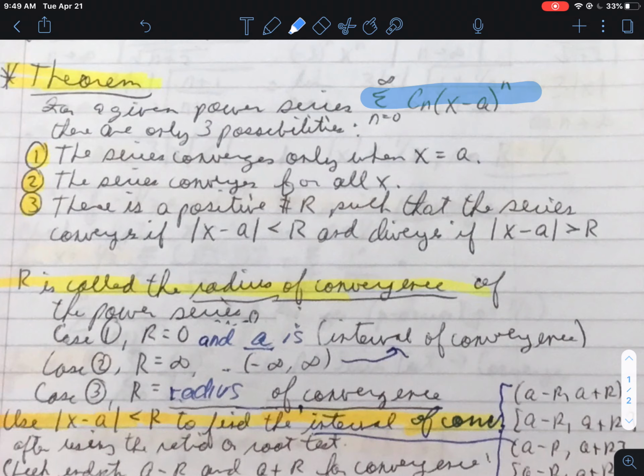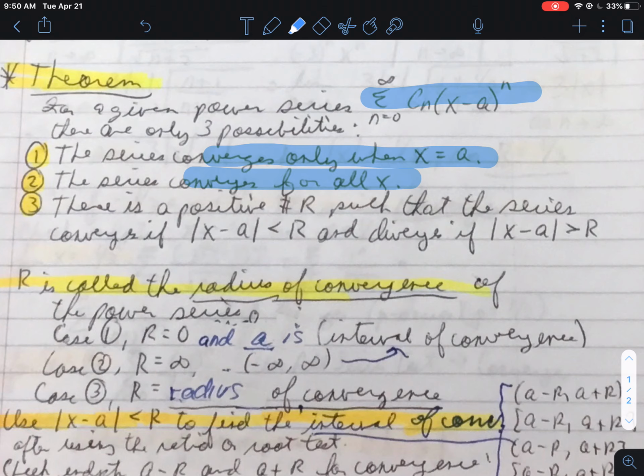There are only 3 possibilities in terms of convergence. Either the series converges only when x equals a, so it only converges for a single value, or the series converges for all x, like the one that we just found, right? Converge for all real numbers. Remember, we had that one earlier that converged only when x equals 0, so that would be the case in number 1.